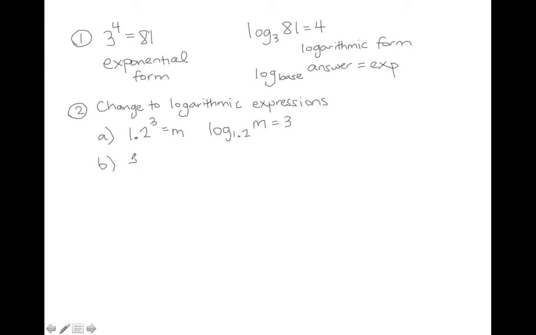Okay, let's do another one. e to the b equals 9. So this will be log base e of 9 equals b. And log base e, later we'll talk about, is ln, but I'll just write it here for you now.